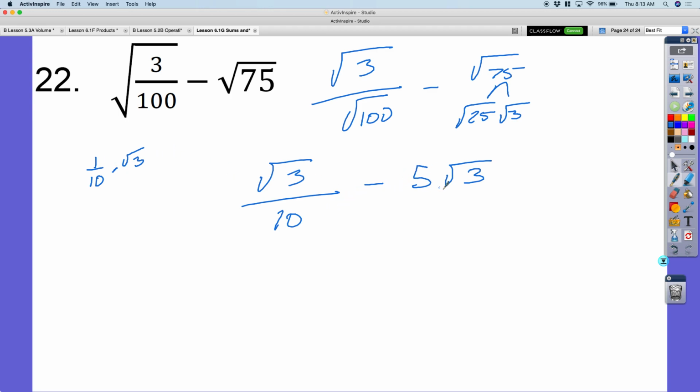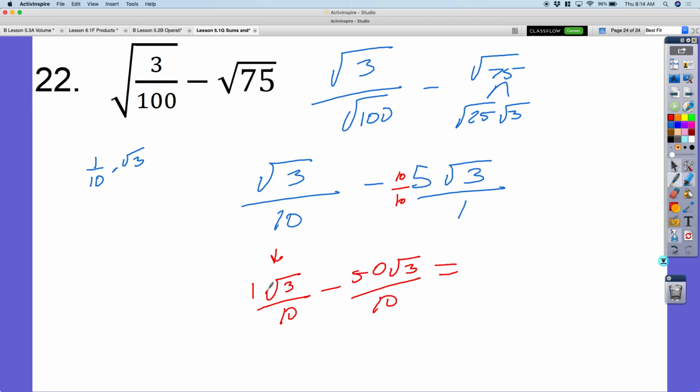So what we're going to do is we need a common denominator. So what I'm going to do is multiply the numerator and the denominator by 10 here. So over here, I would still have the square root. It's 1 square root of 3 all over 10 minus 50 square root of 3 over 10. Then when I subtract these, 1 minus 50 is negative 49. The square root of 3 just stays there. We don't add or subtract those. And then this is all over 10.